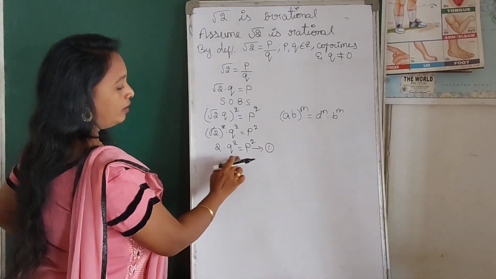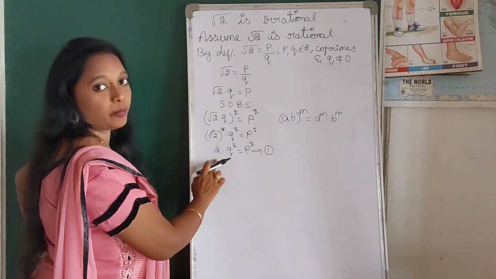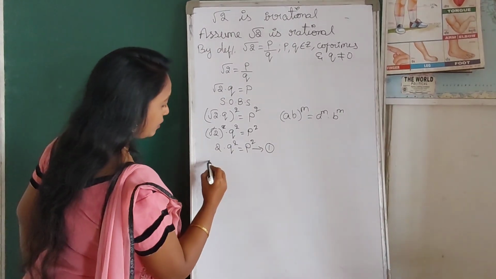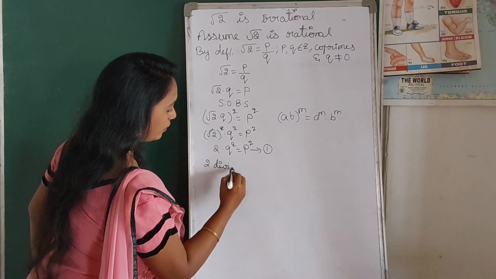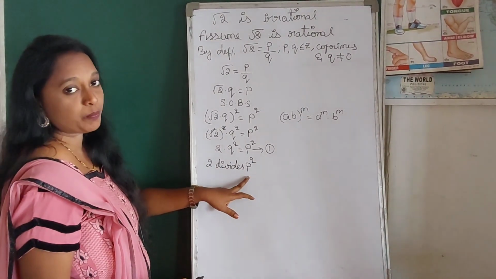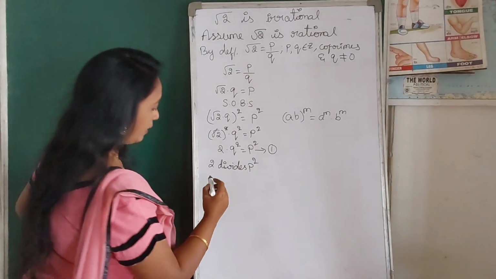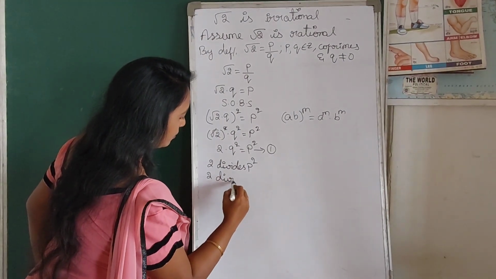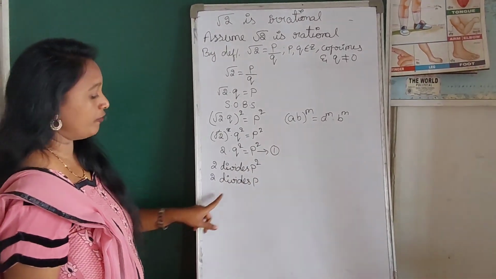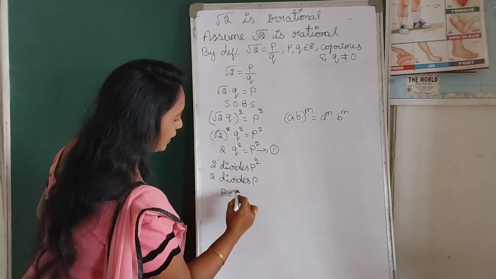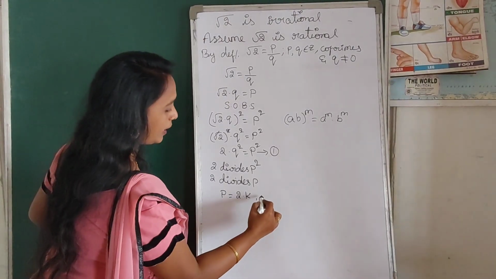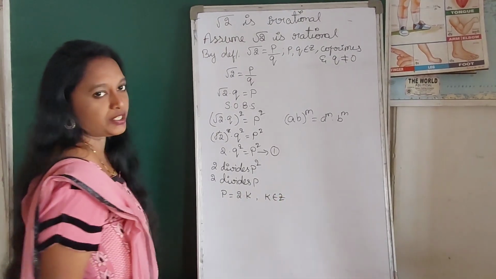From this equation, p square is a multiple of 2. That means 2 divides p square. If 2 divides p square, then 2 divides p. So 2 divides p. Then again from the definition, if 2 divides p, then p can be written as a multiple of 2. That is, p is equal to 2 into some integer k, where k is an integer.